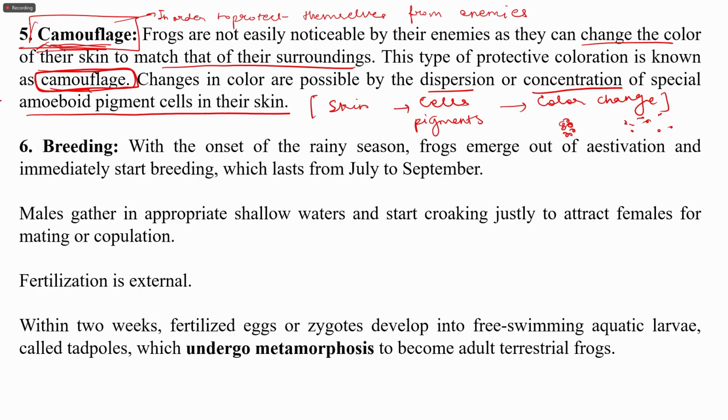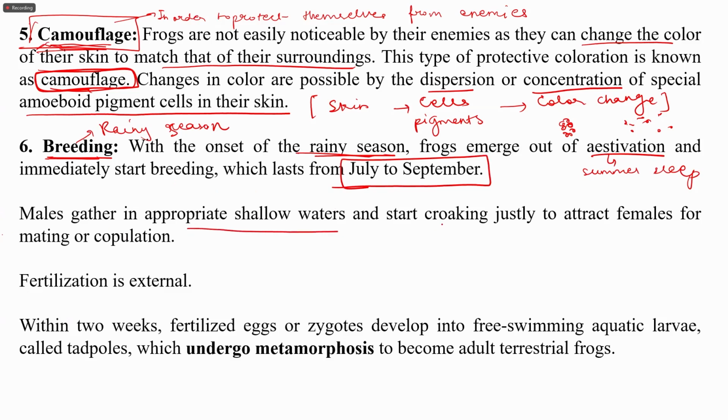The next is breeding. We know that breeding happens during the rainy season. So with the onset of the rainy season, frogs emerge out of estivation. Estivation, again I'm repeating, is summer sleep. They immediately start breeding, which usually lasts from July to September, that is the rainy season. Males gather in appropriate shallow waters and start croaking.